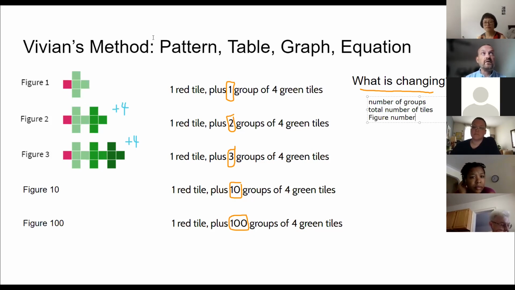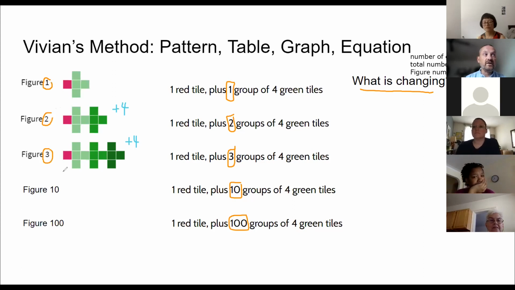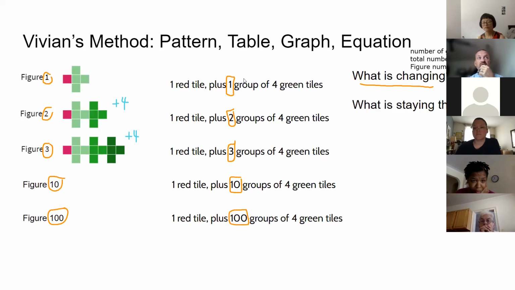Right? So over here, let me move this. Stuff is changing. So the figure number is changing, right? Figure 1, then figure 2, then figure 3, now figure 10, figure 100. That's changing as well, right? The figure number is changing and the number of groups is changing and the total number of tiles is changing, which is a really good point. I hadn't even thought about that. So now, what's staying the same?